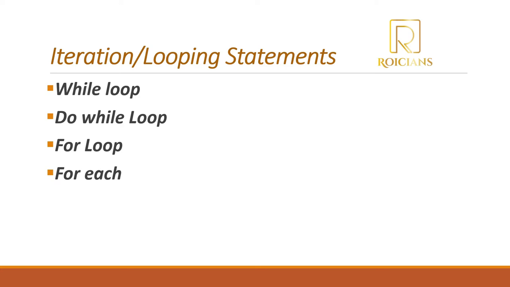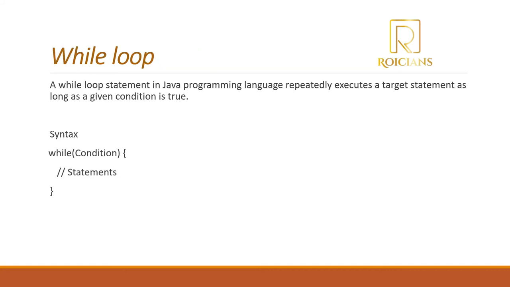So first we're going to get started with the while loop. A while loop statement in Java programming language repeatedly executes a target statement as long as the given condition is true. As I've told you, the meaning of a looping statement is that the same block of statements will keep on executing again and again multiple times. In a while loop, those block of statements will keep on executing as long as a particular condition is true. We will understand that in a better way when we implement it practically.